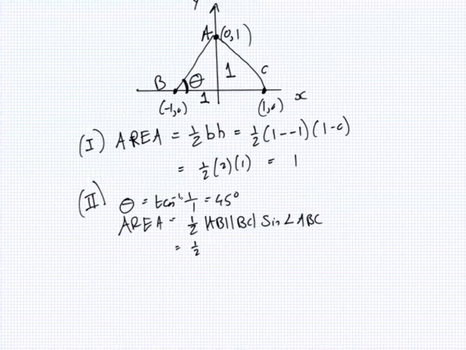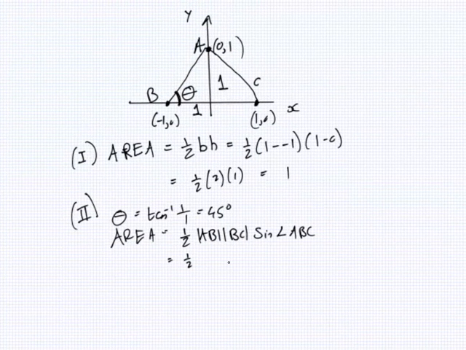No, we didn't work out this length. Yeah, it's going to be root 2 times 2 times sine 45. Now, the sine 45 and the root 2 actually cancel. So again, you're left with 1.